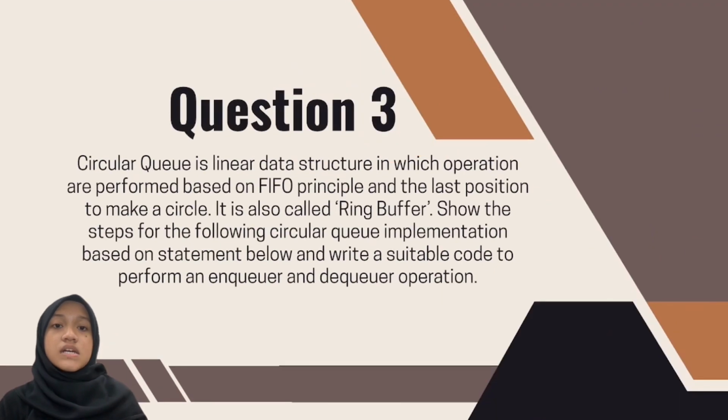Question 3. Circular queue is a linear data structure in which operations are performed based on the FIFO principle and the last position connects back to the first to make a circle. It is also called ring buffer. Show the steps for the following circular queue implementation based on the statements below and write suitable code to perform an enqueue and dequeue operation.